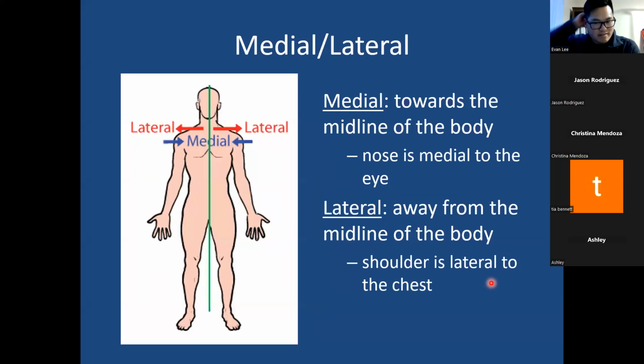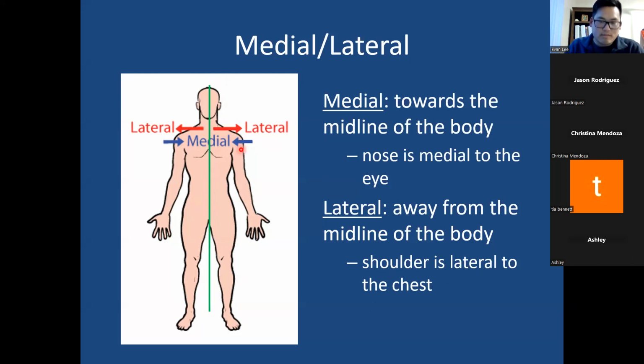Now, we also have another pair of terms, which is medial and lateral. But these are a little bit special because you need to compare them to an invisible line going right down the middle of the body called the midline. So if this is the midline going right down the middle of the body, depending on whether it's closer or further from the midline, we're going to use one of the two terms, medial or lateral.